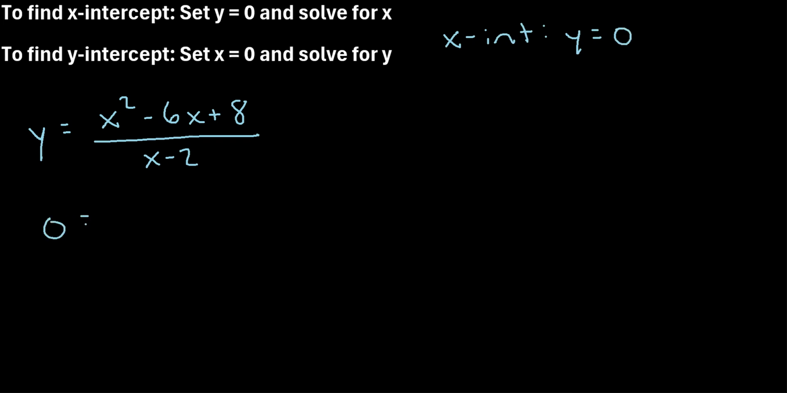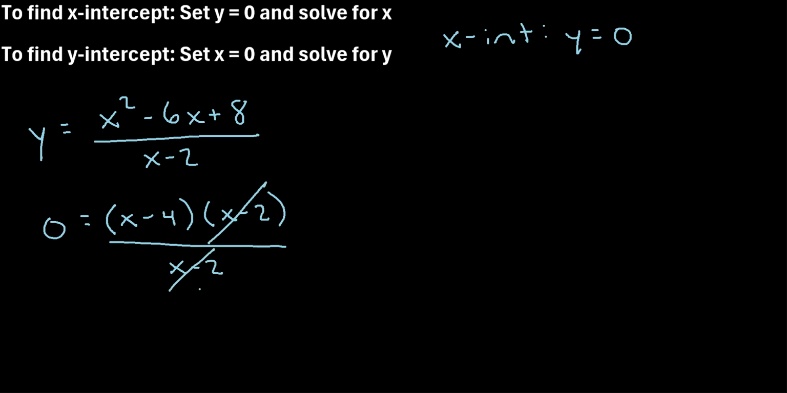So 0 is equal to, and once again, we're just going to focus on the numerator, because if the numerator is equal to 0, this whole expression is equal to 0. Now notice that the numerator can be factored. So we can ask ourselves, what numbers multiply to 8 but add to negative 6? Well, that would be negative 4 and negative 2. So we can actually write this as x minus 4 times x minus 2 over x minus 2. Now you'll notice that there's an x minus 2 in the numerator and the denominator, so these will actually cancel out.